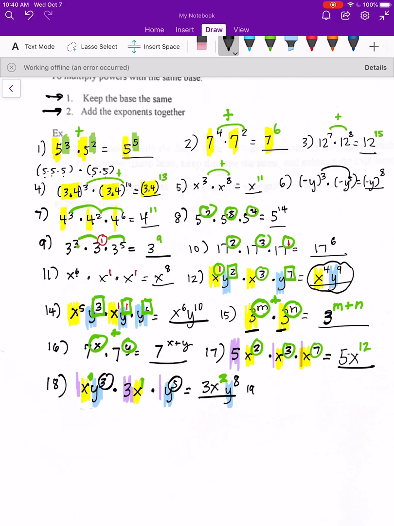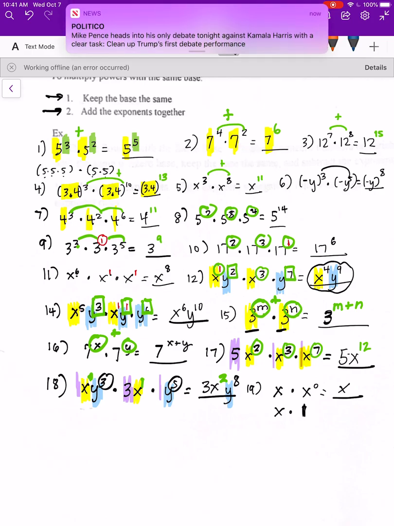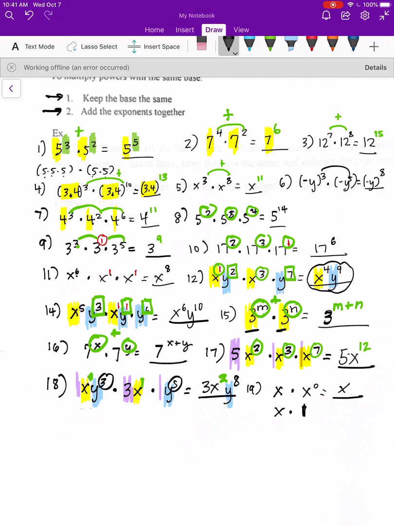All right, so number 19. Let's throw a little bit from two days ago in with today. So I have x times x to the 0 power. You know that anything to the 0 power is, hopefully you're saying, 1. So now I really have just x times 1. Well, what's x times 1? Anything times 1 is just itself. So the answer here is just x. That's it.